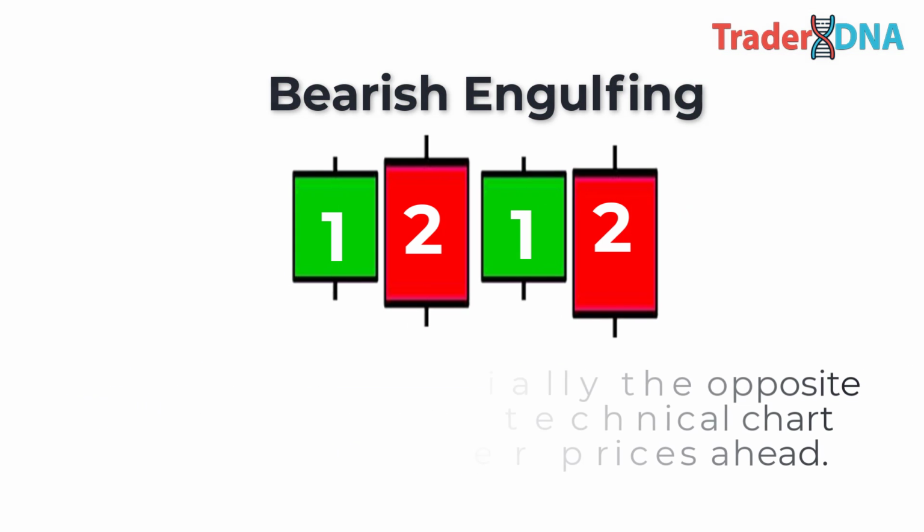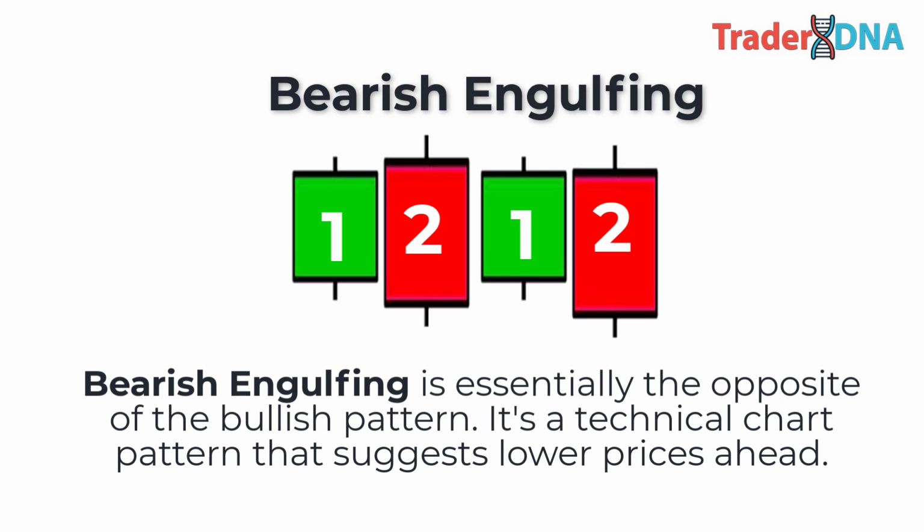Second, bearish engulfing pattern. The bearish engulfing pattern is essentially the opposite of the bullish pattern. It's a technical chart pattern that suggests lower prices ahead. This pattern consists of an upward candlestick, followed by a larger downward candlestick that completely engulfs the smaller upward candle. The significance lies in the fact that it indicates that sellers have taken control from buyers and are pushing the price downward more aggressively than the buyers could push it upward.